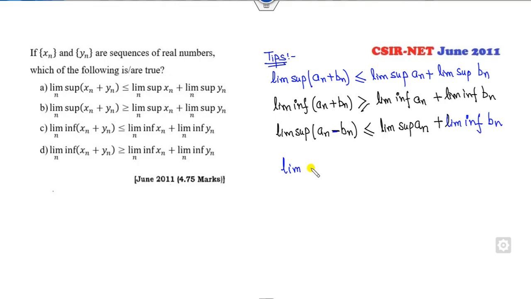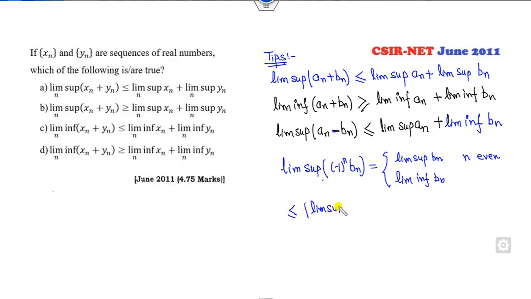If you want to find the limit supremum of (minus 1) raised to power n times bn, that is, if the sign is positive, then fine. If n is even, then it will be my limit supremum of bn. Otherwise, if it's negative, then we can say limit infimum of bn. So I can say this value must be less than limit supremum of bn plus limit infimum of bn. Whenever this quantity holds, we can use it right here.